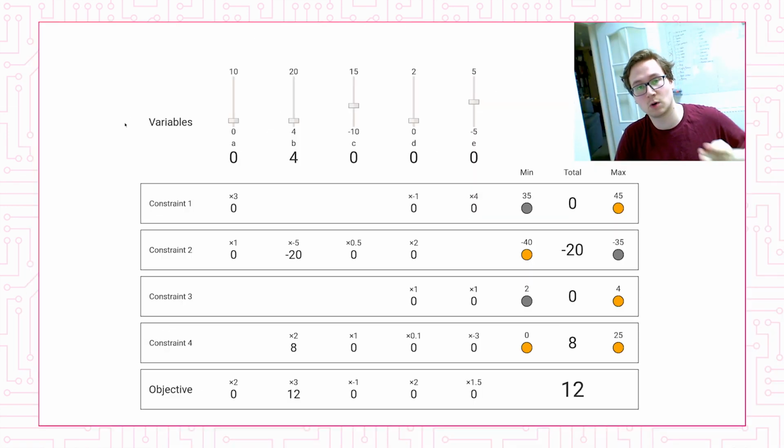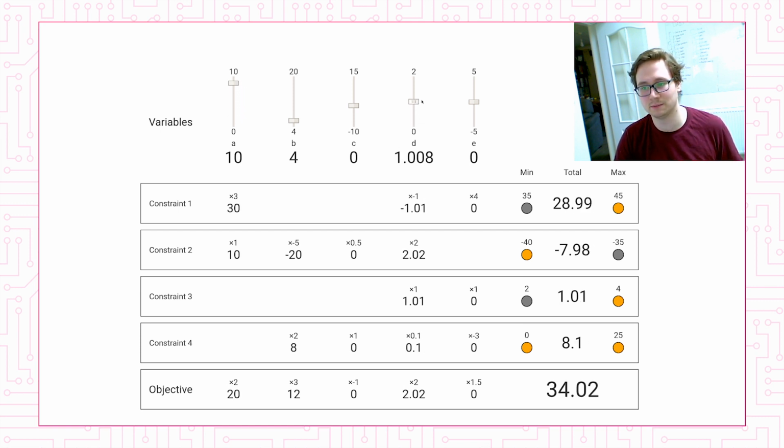In SAT, all of our variables were Boolean, either true or false. However, when it comes to linear programming, our variables can be any number. We do constrain them further, so for example A here is any integer between 0 and 10, and D is any number between 0 and 2. However, it's a much wider range of options for each variable.